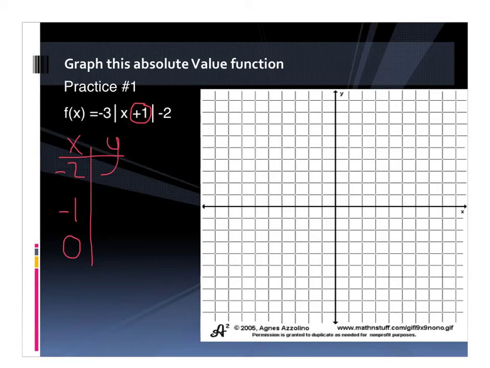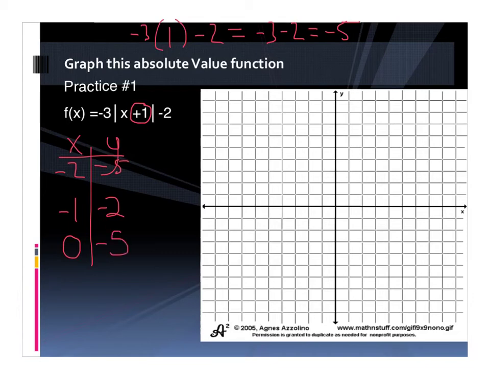Let's go. So -2 plugged in. Well, -2 plus 1 is -1. And the absolute value of -1 is +1. So I'm going to have -3 times +1 minus 2. Well, -3 times +1 is -3 minus 2. And that's going to give me -5. So I've got -5 for this one here. When I plug in -1, I get 0, and 0 times anything is 0, so I'm just left with -2 here. And then I plug in my 0, I get, once again, +1 when I take the absolute value of +1 times the -3 and minus 2, and I end up getting -5 once again here. And again, we see that symmetry here, that pattern.